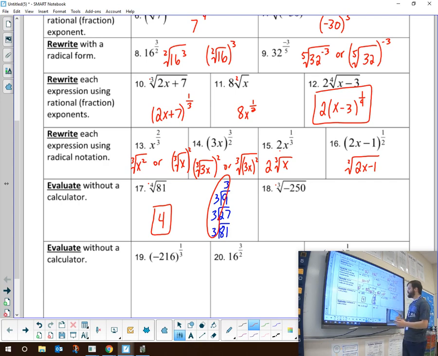So that means this negative is going to stay negative. So whatever my final answer is, it's going to be negative. Then we can take that 250 and I can cake it. So I'm going to go 250, let me fix that, 5.